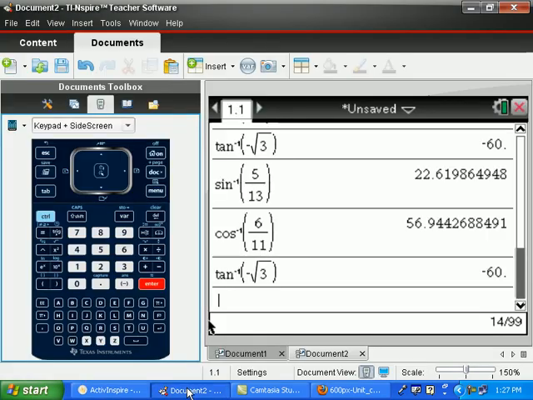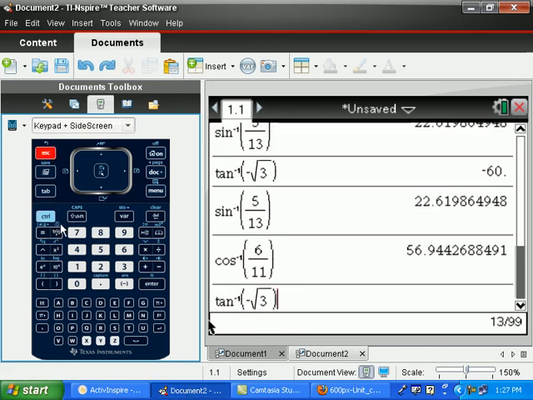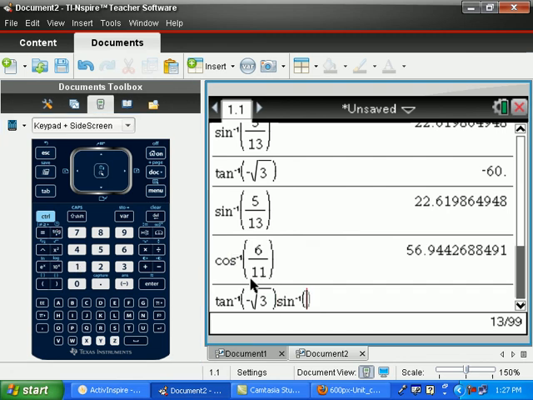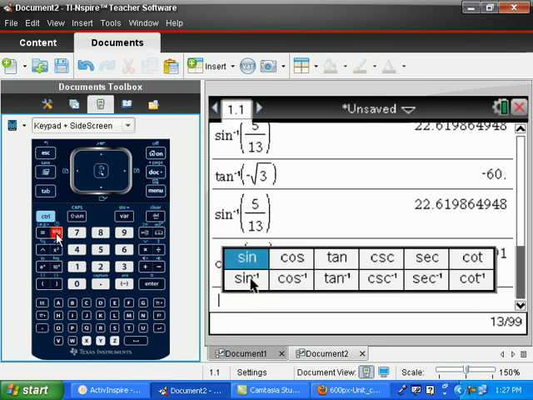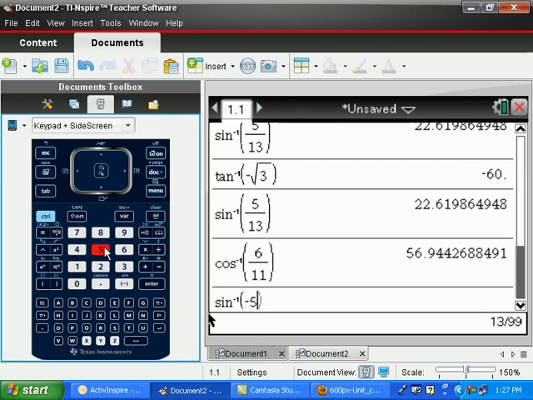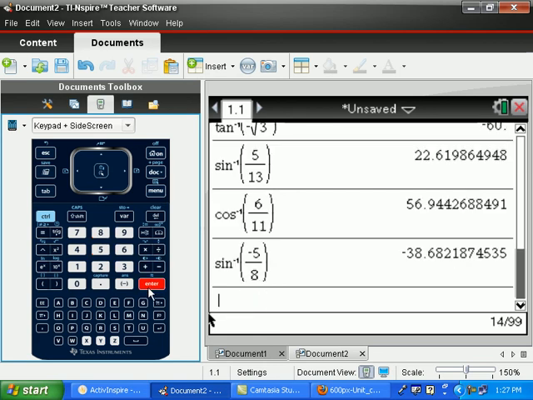To do trig, sine inverse, negative 5/8, and we get negative 38.68. To make our lives a little easier, let's call that negative 39. Okay. So in this case, theta equals negative 39. And let's go ahead and draw that out on our graph. So here, let's call this negative 39 degrees.